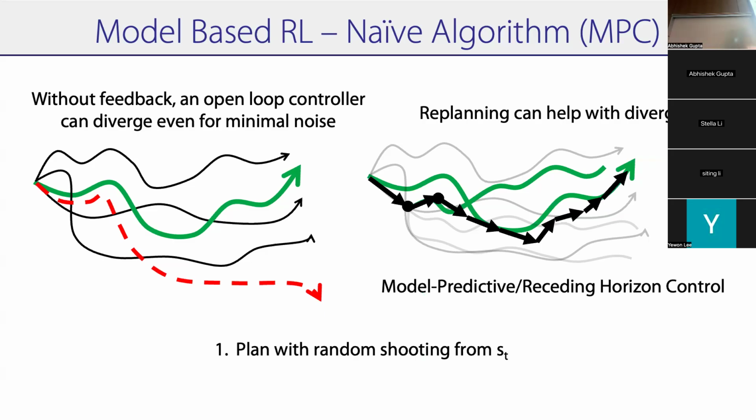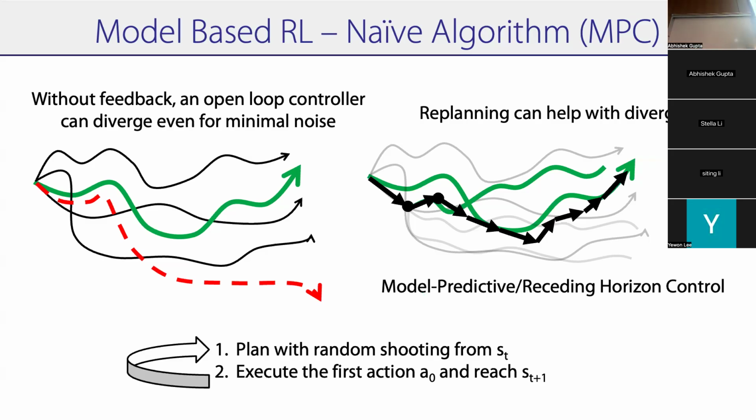And so that's all the first version of the algorithm is going to be. You plan with random shooting from s_t, you execute the first action, you reach some new s_{t+1}, it may be different from where you expected, but you go back and you replan, right? So you don't execute the whole sequence of actions, you execute the first action, and then you replan. Okay, why might this, well, what are the cons? Why shouldn't I do this all the time?